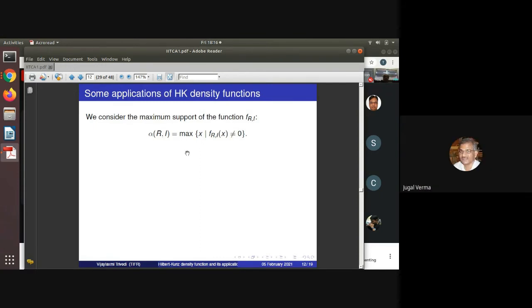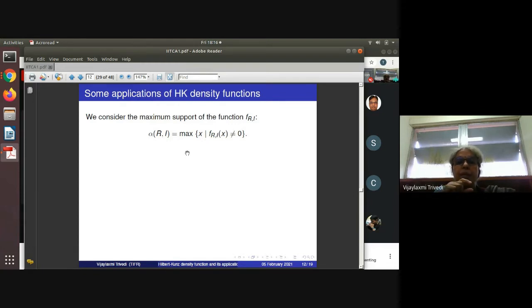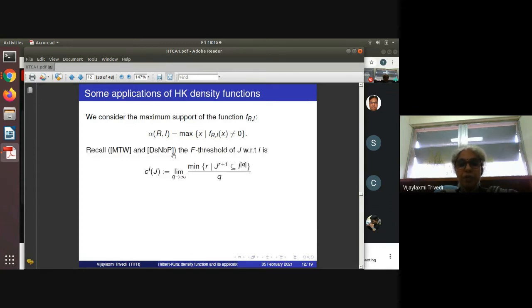No, it is fine. So I kept on saying that my HK density function is a compactly supported continuous function. So this definition, the maximum support of the function, makes perfect sense. You take the point after which your function vanishes. So this point makes sense given a pair. On the other hand, there is a well-known notion called the F-threshold of an ideal J with respect to I. Here I should put some condition to make this containment sensible. Since I'll be dealing with both J and I being m-primary, that's okay for me.